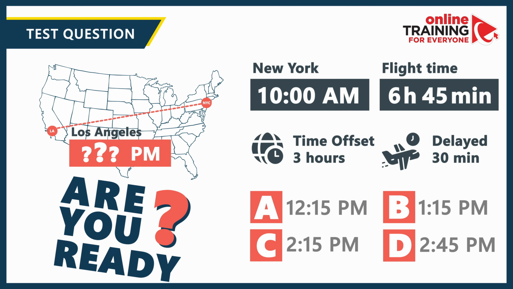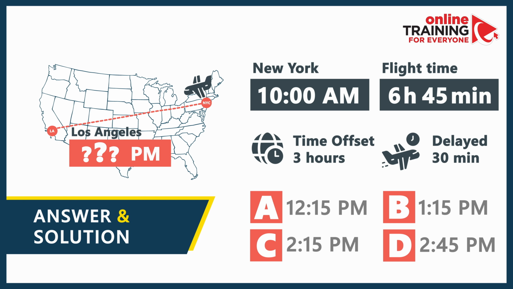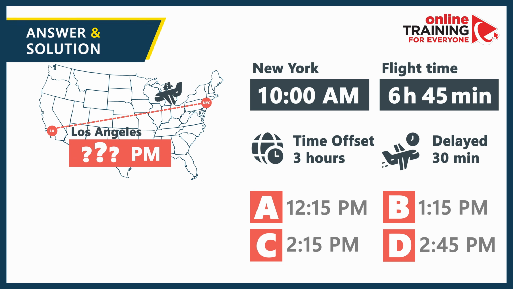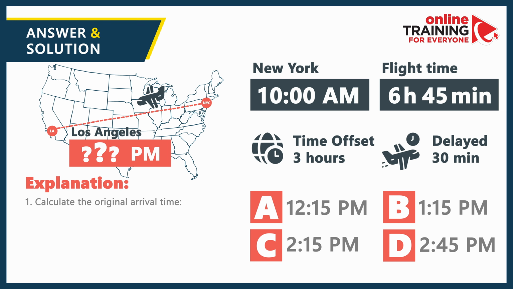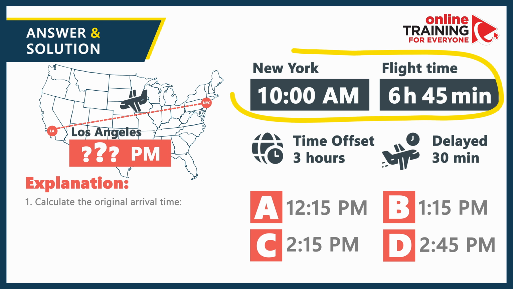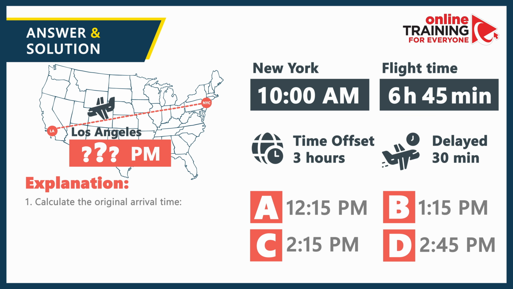Time's up. Are you ready? The solution is clear once you see it, but it takes some thought to get there. Let's dive in. To solve this challenge, let's calculate the original arrival time. If departure is 10 a.m. and flight duration is 6 hours and 45 minutes, 10 a.m. plus 6 hours and 45 minutes would equal 4:45 p.m.